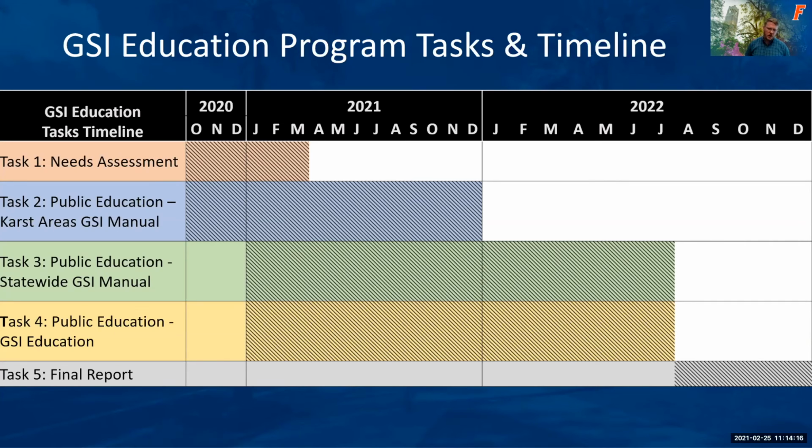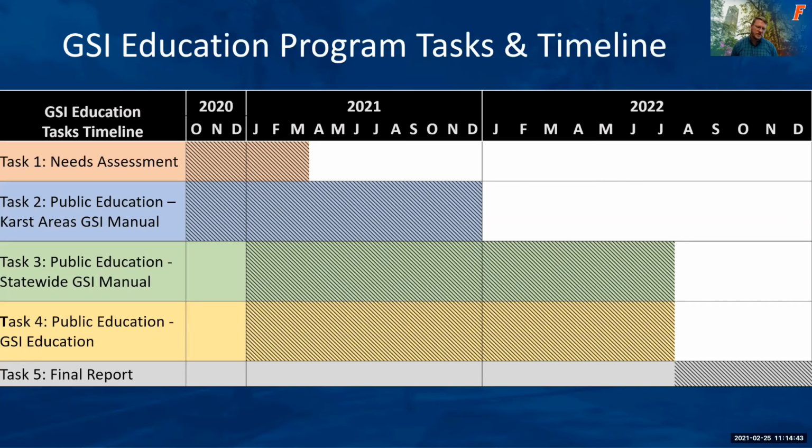We're then going to be working with several folks who are in the Springs area to develop a manual for karst areas, so that we can protect or mitigate the impact of stormwater that can cause impairment on our springs. We'll also be looking at developing a statewide GSI manual, more of a template that local communities can follow and tailor to their local situation.